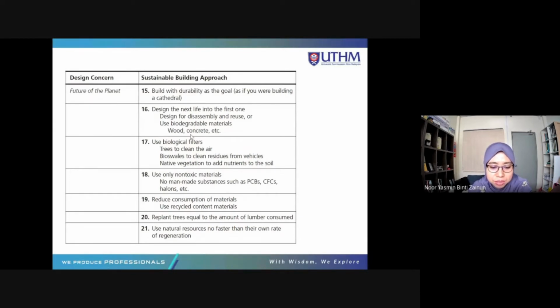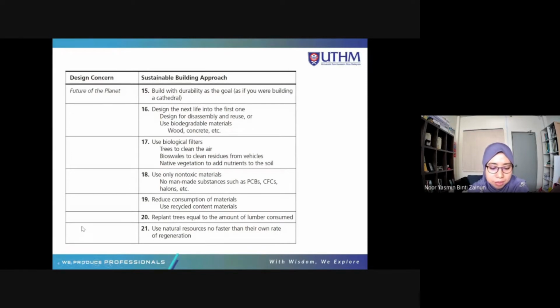And then use biological filters, use only non-toxic materials, reduce consumption of materials, replant trees equal to the amount of lumber consumed, use natural resources no faster than their own rate of regeneration. Maksudnya macam kita kan banyak sekarang ni ambil natural resources, tak sempat dia nak refill balik, kita ambil lebih. Tapi in the future of the planet, we want to make it, maksudnya kita ambil tapi dia ada masa untuk refill dan dia ada banyak tu je, tak adalah terkurang.